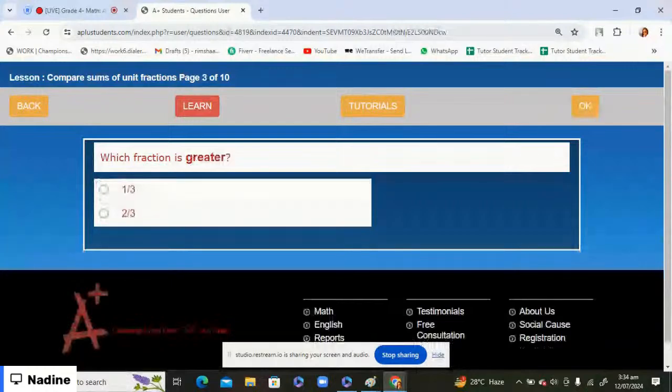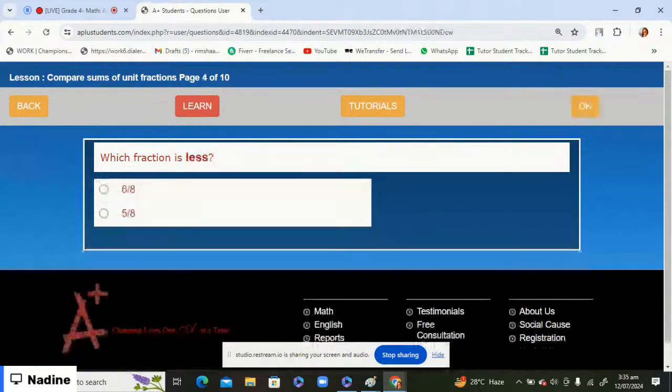Now, which fraction is greater? Both have the same denominators, 3 and 3. But when we see the numerators, option 1 is 1 by 3, but option 2 is 2 by 3. So 2 is greater than 1. So we are saying which one? Everyone tell me now. Which one is greater? I already explained that thing. Everyone tell me the answer. That is 2 by 3.